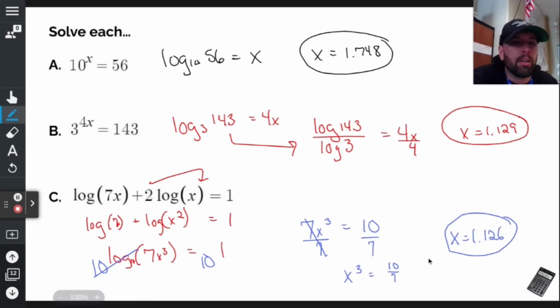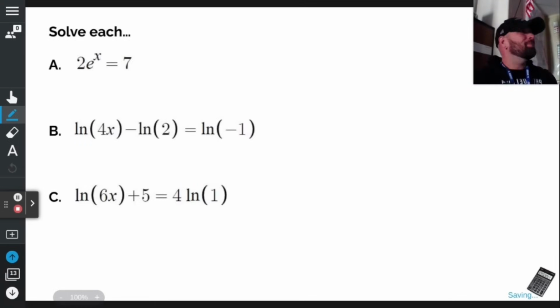Very similar looking answers, very close to each other. You know what? My lights just went out, but I like it. It's dark. It's creepy. So I'm going to keep it that way.